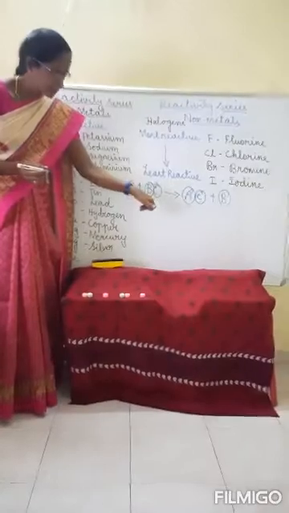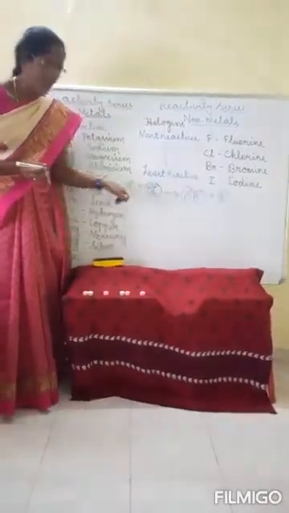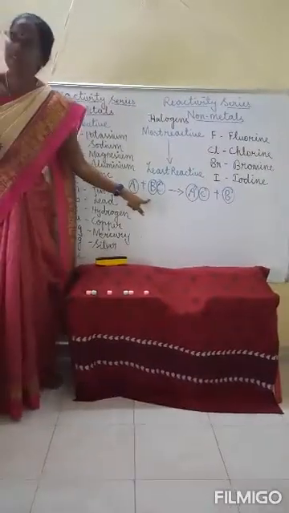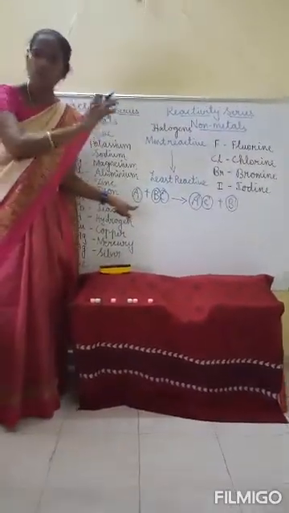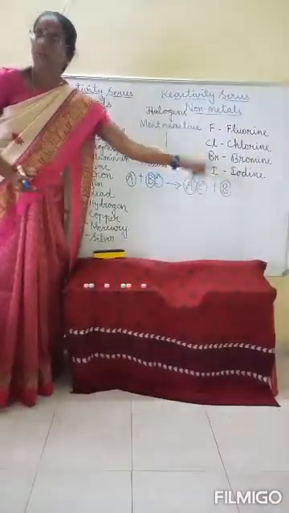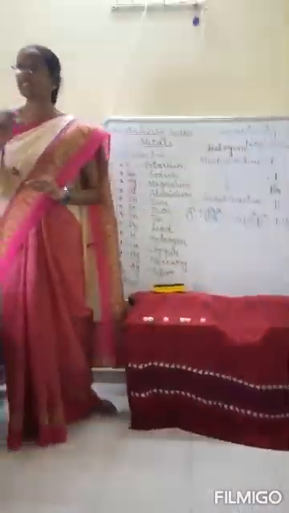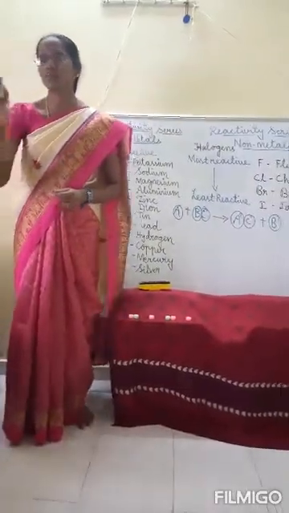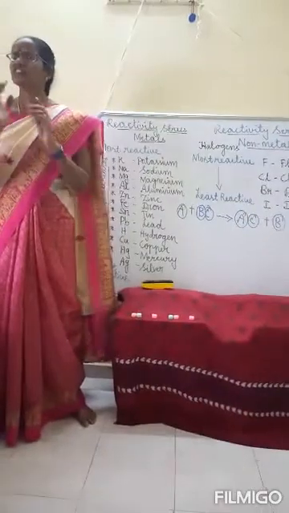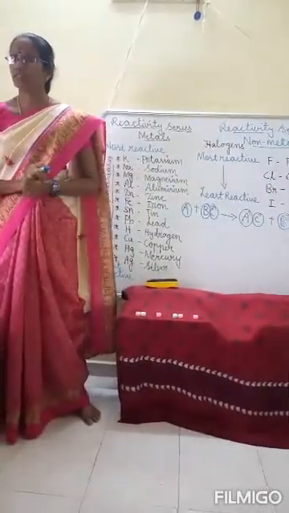A displaces B. Why? Because A element is more reactive in nature, but B is less reactive. So A just displaces B. That's what we get, B here. This reaction is otherwise called the single displacement reaction. Okay. How do we know which element is more reactive?